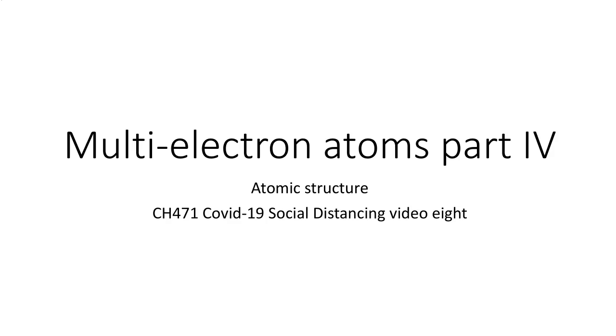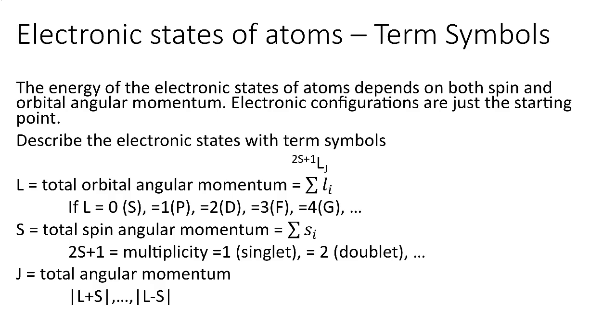Hopkins. And so what we're doing here is the last of our multi-electron atoms discussion material. So it's the fourth video in that, and this is the last of the material for our second exam. Okay, so we've learned how to write an anti-symmetrized wave function in terms of Slater determinants, and so that represents the electronic state of the atom.